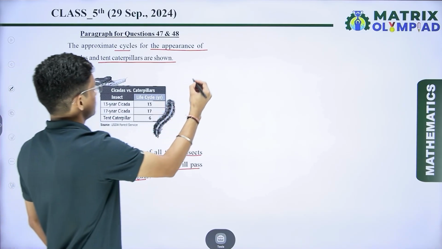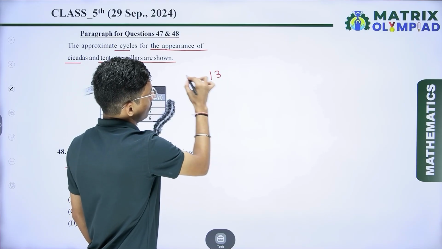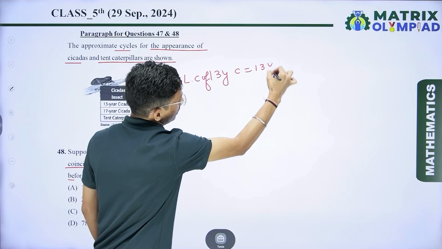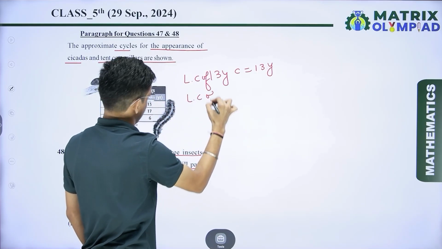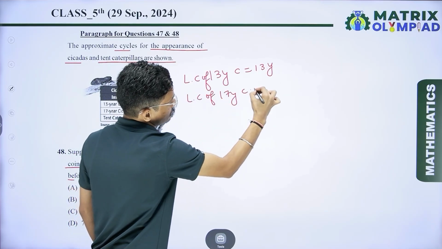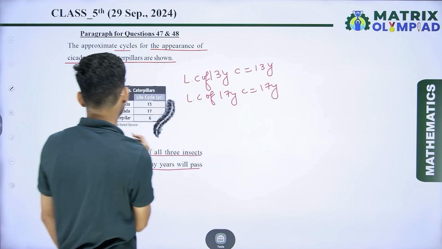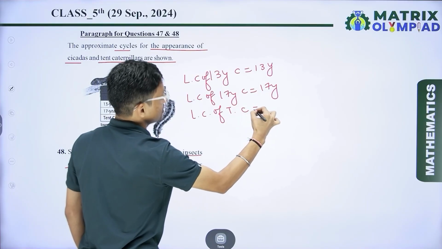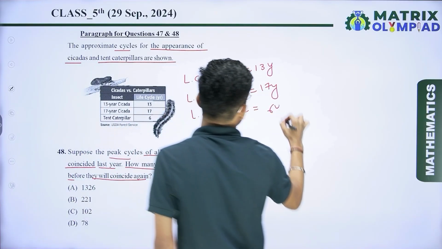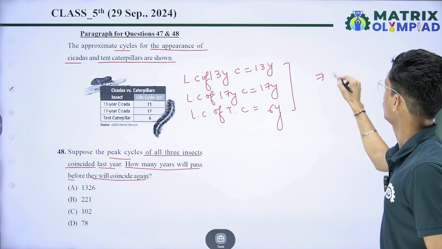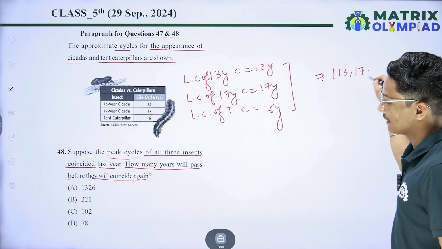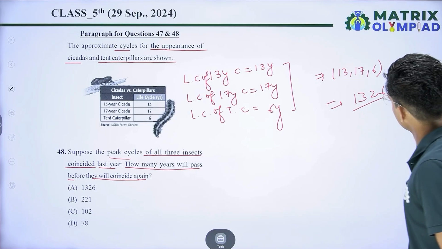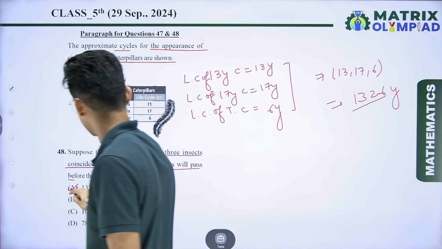So again I can say that the life cycle of the 13-year cicada is 13 years. The life cycle of the 17-year cicada is 17 years. The life cycle of the tent caterpillar is 6 years. Now I take the LCM of all these years: 13, 17 and 6. So I get the answer 1326 years. So option A is correct over here.